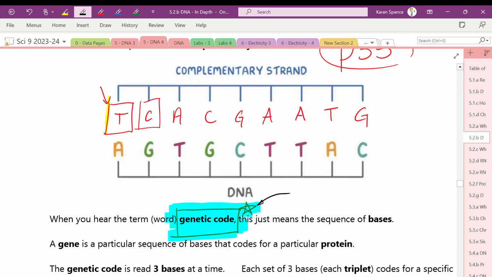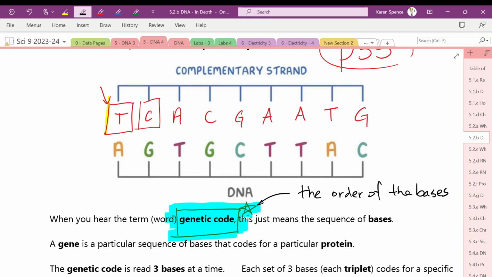What is our genetic code? It's like the DNA order. It's just the order of the bases. Literally, if I was to read the DNA code, the genetic code up here, I would say A, G, T, G, C, T, T, A, C. That is the genetic code for that small section of DNA. Literally, it's just the letters that you read across.